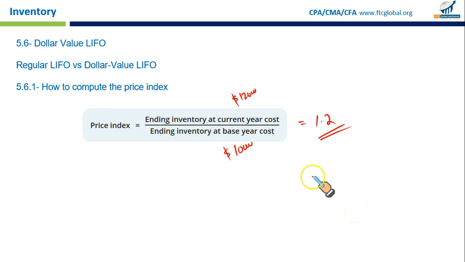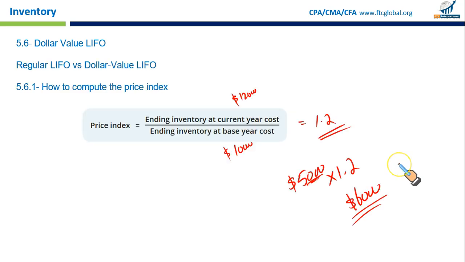Okay, now let's say you have added $5,000 worth of goods, and let's say this $5,000 is shown in the base year cost. This $5,000 is a price for the base year. Now we will multiply this new LIFO layer by the price index 1.2. So that means it's going to be $6,000, and this $6,000 would be added to your inventory figure under the dollar value method. So that's how the dollar value method works. There is an extended example that will explain the idea coming on the next slide.